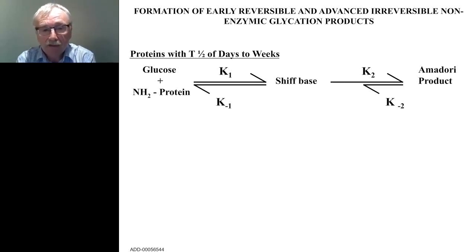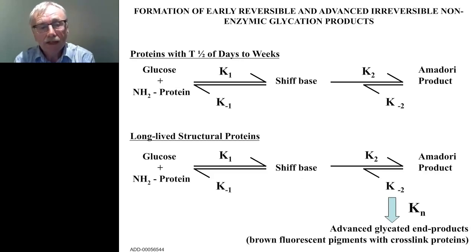If we look at the reaction slightly further, glucose binds to proteins. And if the protein has got a short half-life, the amadori product is formed by the Schiff base. This is the case for things like hemoglobin and albumin. But what if proteins have got a longer half-life? Well, then a further reaction takes place, forming advanced glycated end products. These are highly reactive substances and may actually form the basis of some of the complications related to diabetes. I will not talk about these any further today because that would be a lecture in its own right.